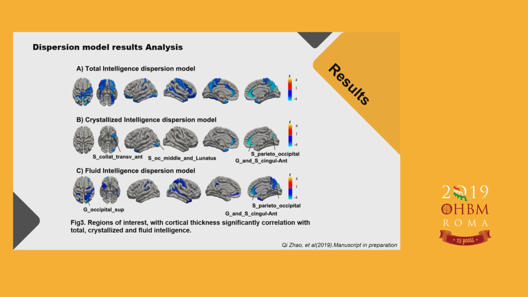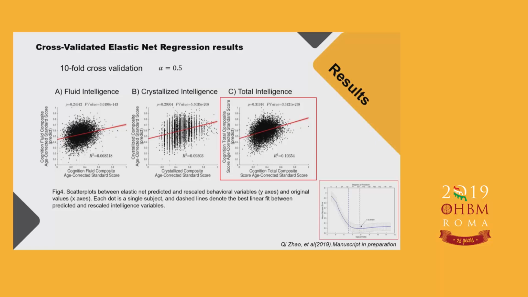And in the cross-validated elastic net regression, we set an alpha value of 0.5 to take advantage of the relative strength of the two regression methods. The cortical thickness accounts for about 10% of the total variance of the total intelligence score. This R-square value was significant using a permutation test.